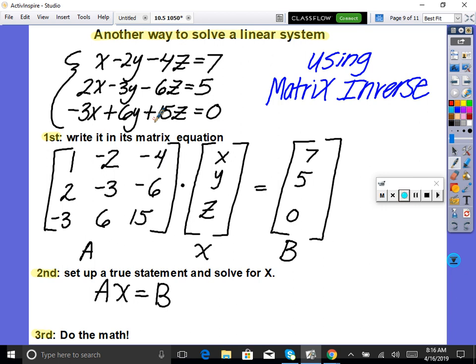Now what we're going to do is call this matrix right here matrix A. And then this is our variable matrix. X, Y, Z are the variables we're trying to solve for, isn't it? So I'm just going to give it an X, like the variable X.